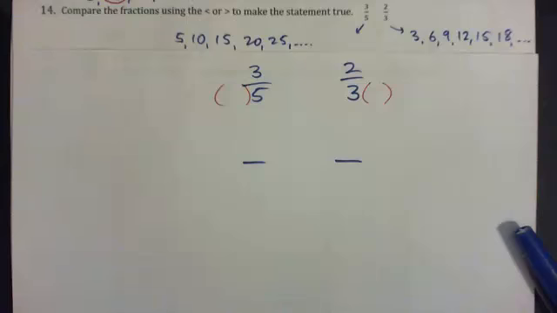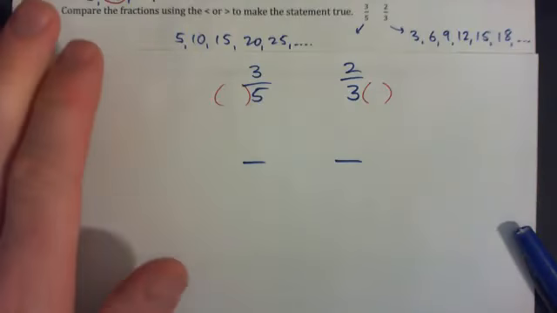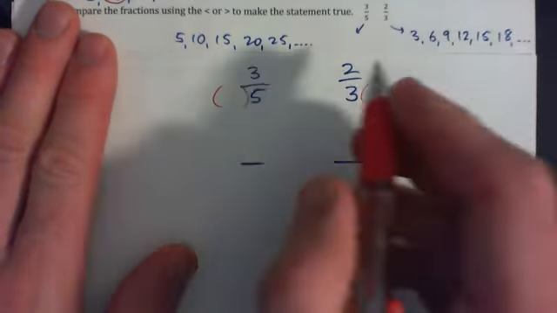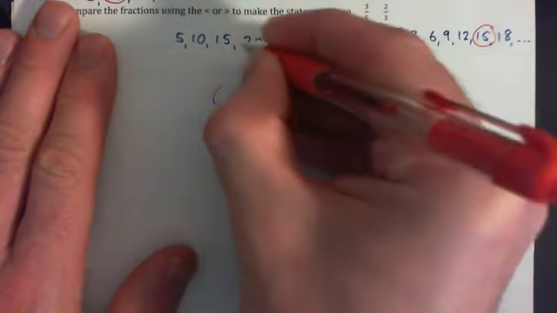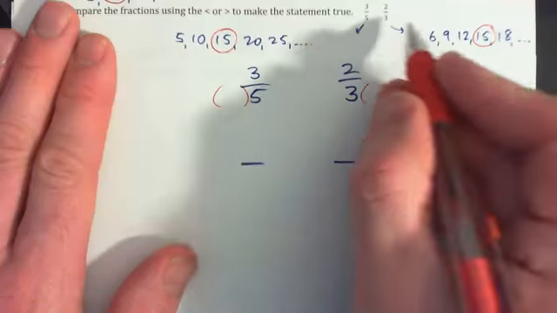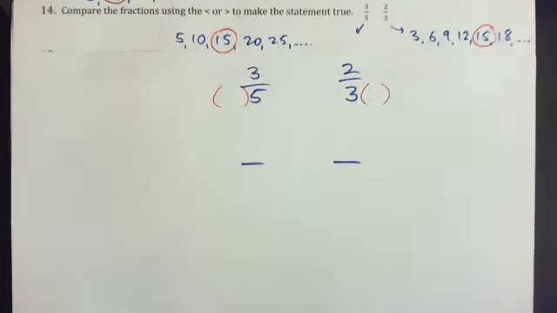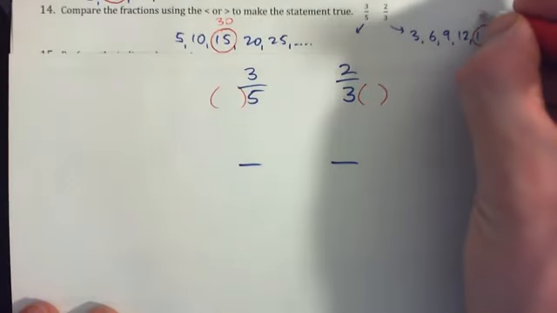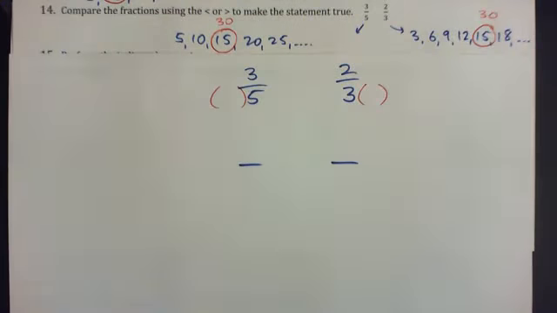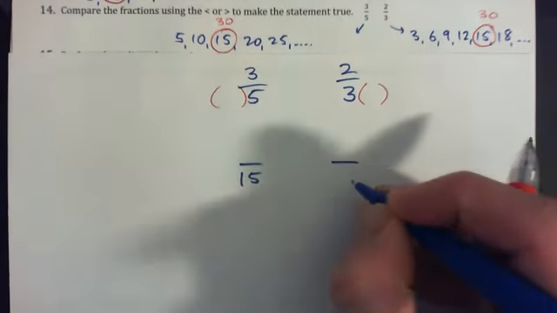What number is common to both lists? What's the lowest common multiple of 3 and 5? Okay. So the number that's common to both lists is 15, isn't it? 5 goes into 15, 3 goes into 15, and that's the lowest number. I mean, they both also go into 30. 5 goes into 30 and 3 goes into 30, but that's not the lowest one. We like the smallest number possible. So what we want to do is convert the fractions into 15ths.